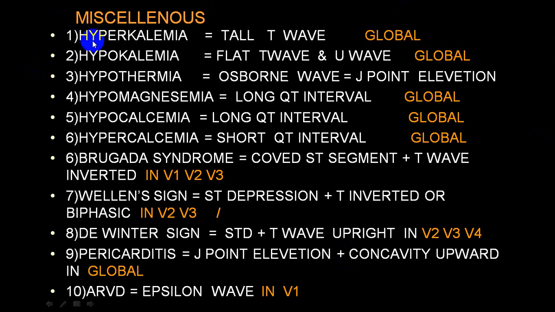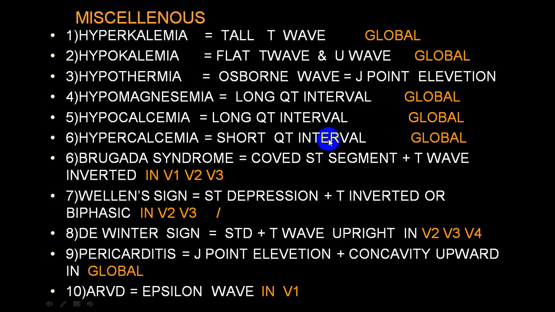I am running a little faster. Hyperkalemia may be associated with tall T waves, but it is with global changes, meaning a lot of leads will have a tall T wave. In hypokalemia there will be a flat T wave, ST depression with appearance of a U wave. Again it is global. Hypothermia is also global. You will have an Osborn wave, that is a J point elevation with a typical Osborn wave. It is again global. Hypomagnesemia and hypocalcemia will have a long QT with global T wave changes.